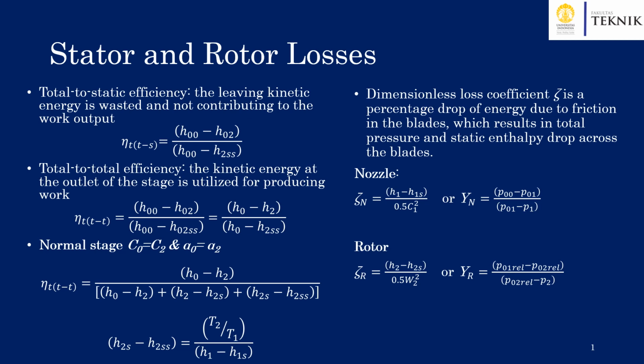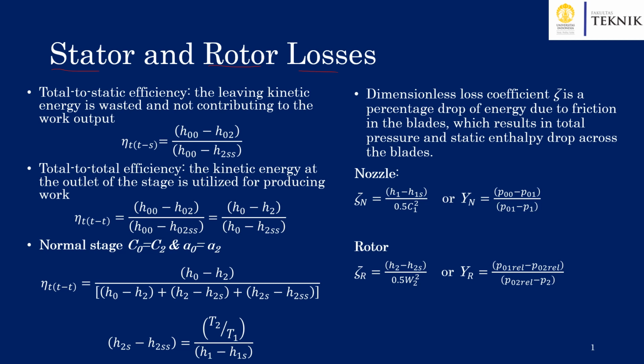Now let's move on to another parameter in axial turbines. That parameter is known as the stator and rotor losses. But before we move further to discuss these two losses, we need to look at another type of efficiency. We previously know the total to total isentropic efficiencies.